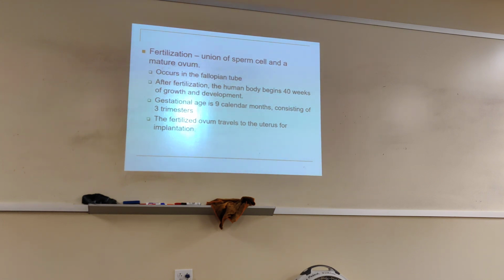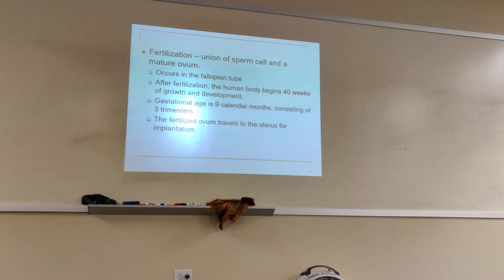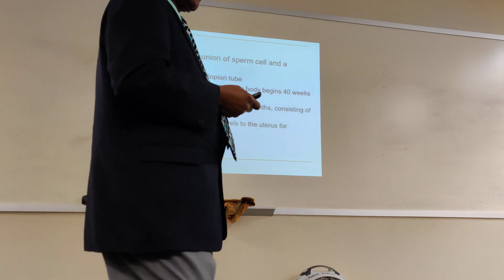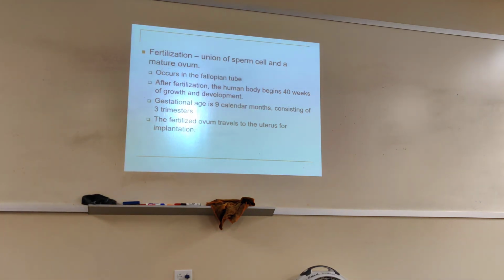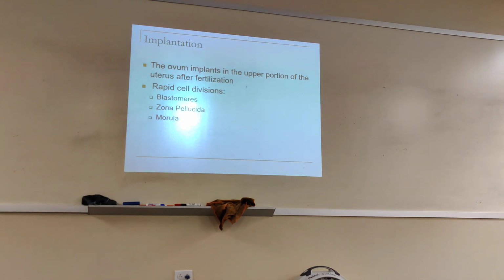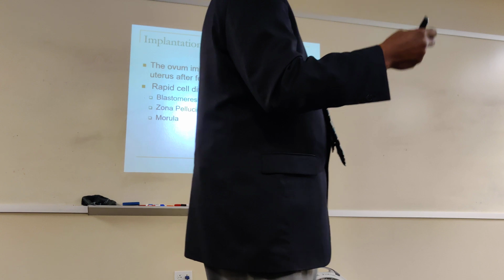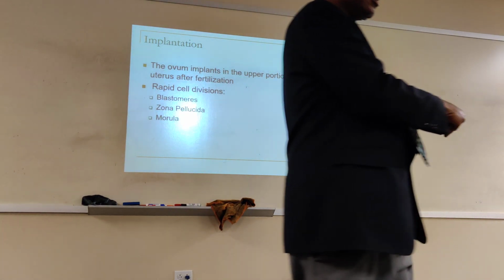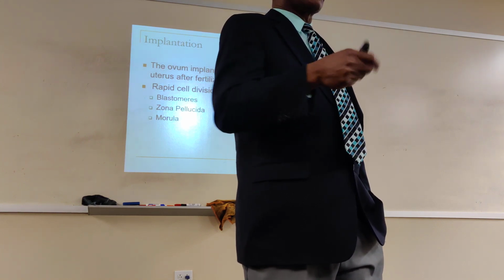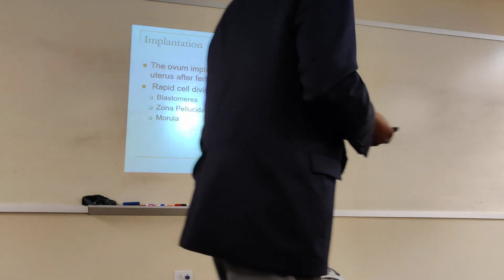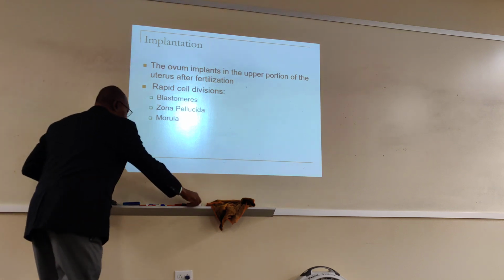The fertilized egg, or the fertilized ovum, travels to the uterus for implantation. So the egg gets fertilized in the fallopian tube, and then it will head down to the uterus for implantation. If the fertilized egg has not implanted, in essence, you can't really say that you're pregnant. So it has to actually implant. Now what happens is, as the fertilized egg is traveling from the fallopian tube down to the uterus for implantation, there is a lot of cell division going on.